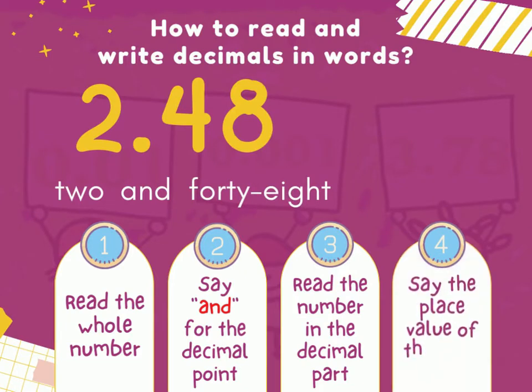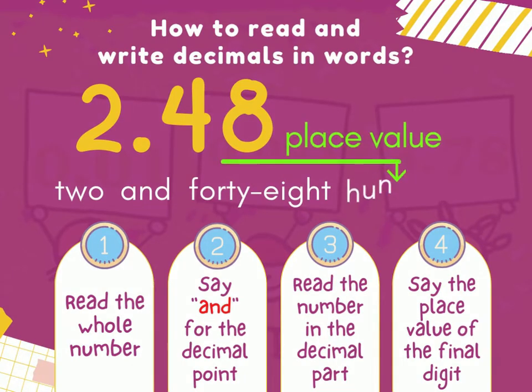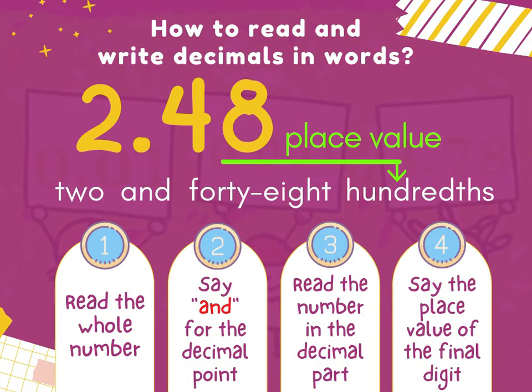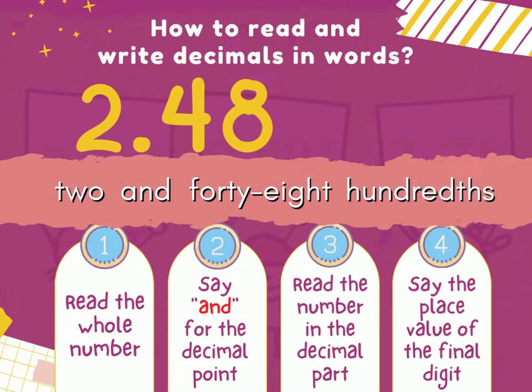Lastly is to say the place value of the final digit. In this example, 8 is the final digit, and its place value is hundredths. So, we read 2.48 as 2 and 48 hundredths. Again, to be able to read decimals correctly, follow these 4 simple steps.